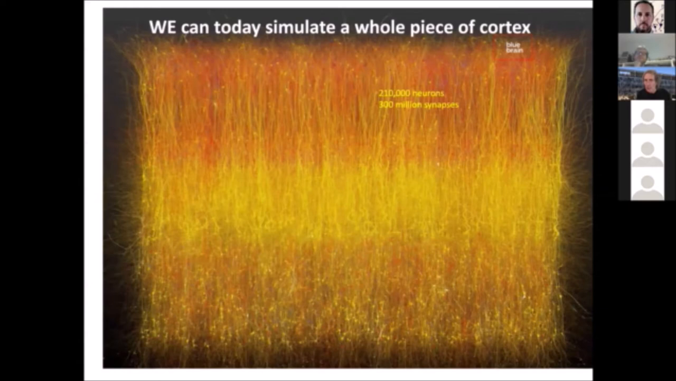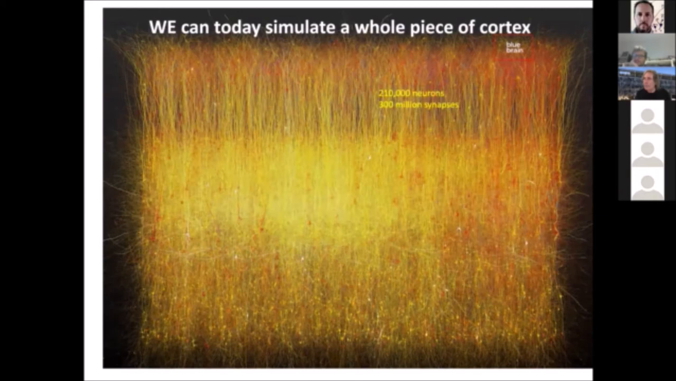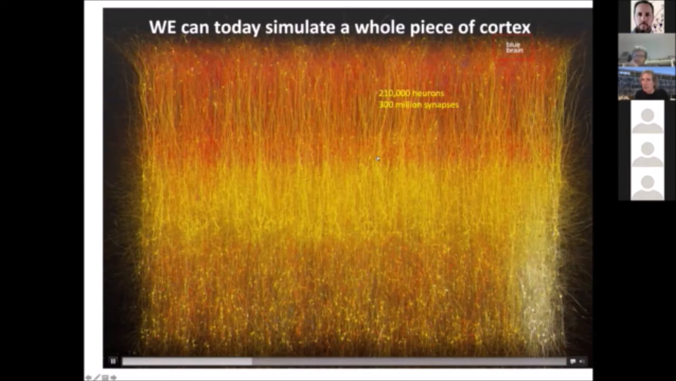Just to tell you that today we can simulate in the computer because we have much bigger computers and we developed much faster algorithms to simulate this huge number of equations. You understand that each cell has something on the order of, let's say, 10,000 equations per cell, and you have a huge amount of cells, in this case, 200,000 neurons. So it's a big, big set of equations that the supercomputer in Lugano must solve.